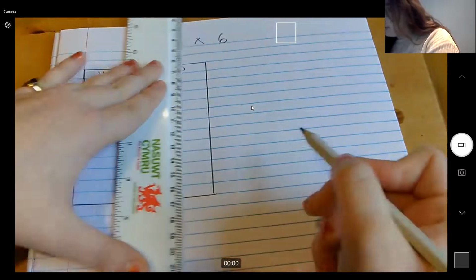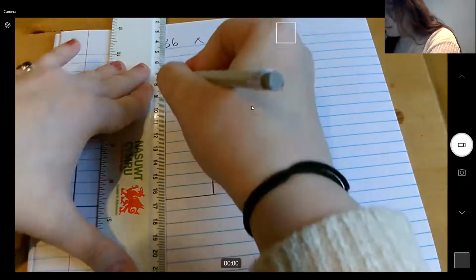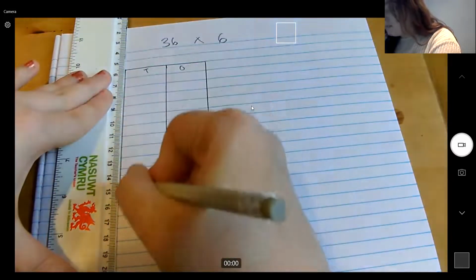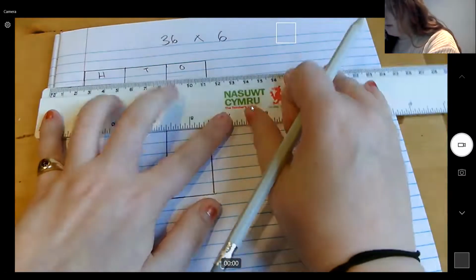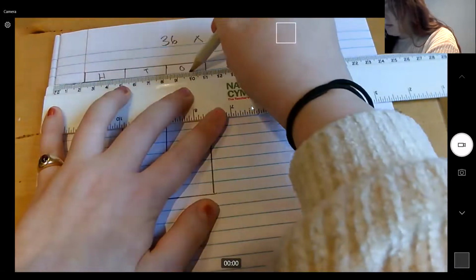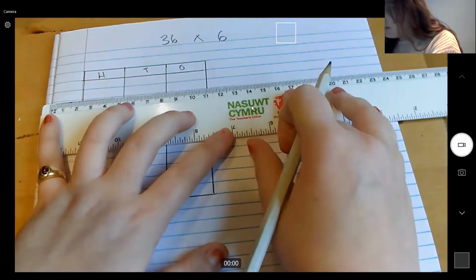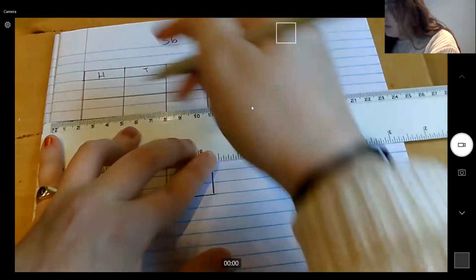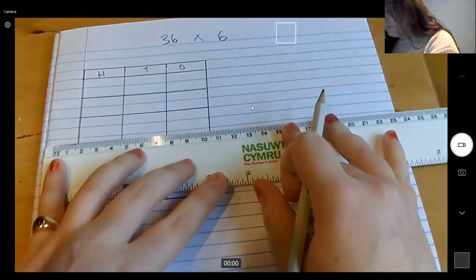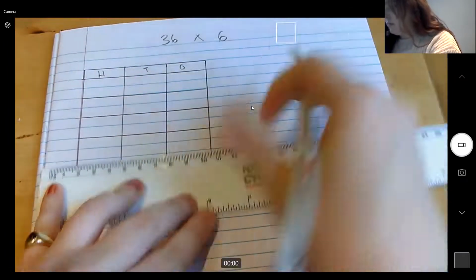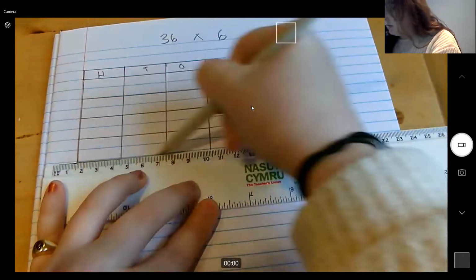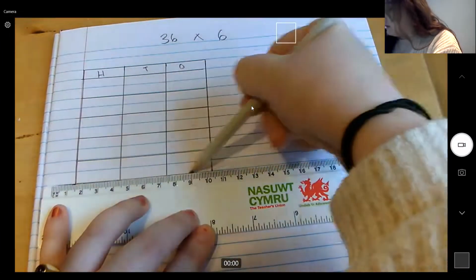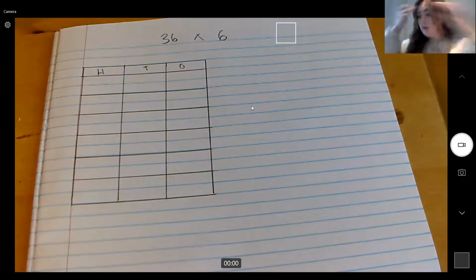When you draw out your tables, I would really like to see that you are using rulers. It just makes your work so much easier to read, and it's a lot neater as well. Okay, now let's separate these into 6 groups so that it's nice and clear for us. That's one group, that's another group, that's another group, that's another group, and then that's another group there. Lovely. So we've got all our groups there.